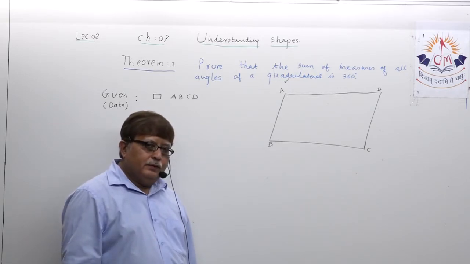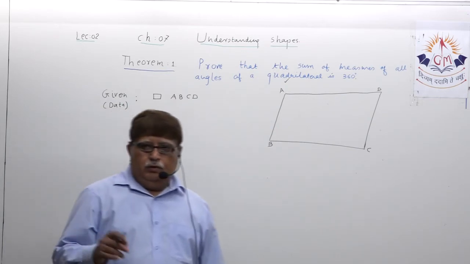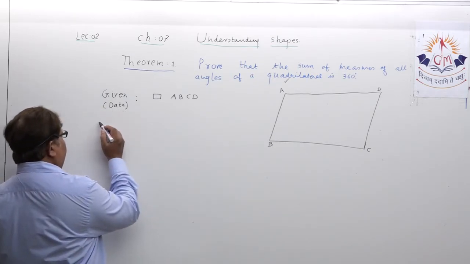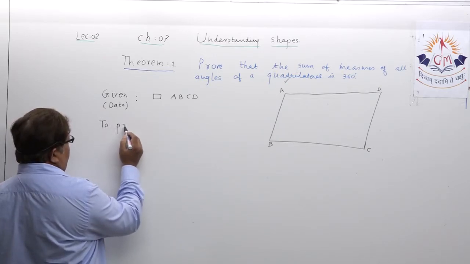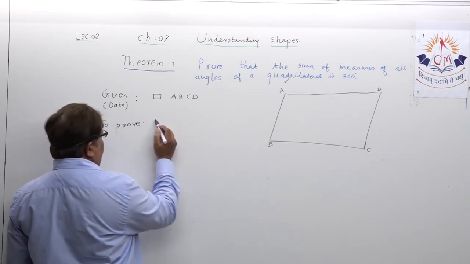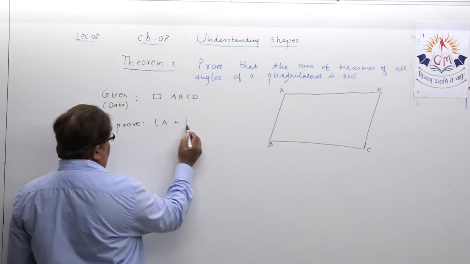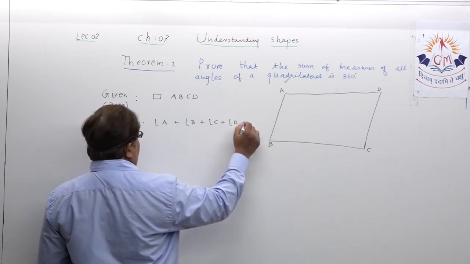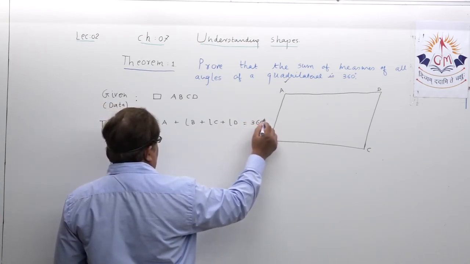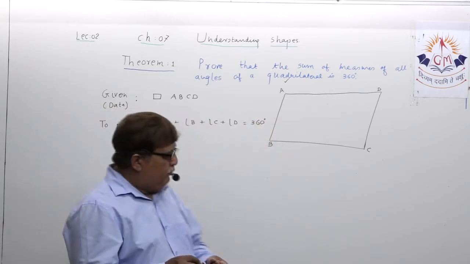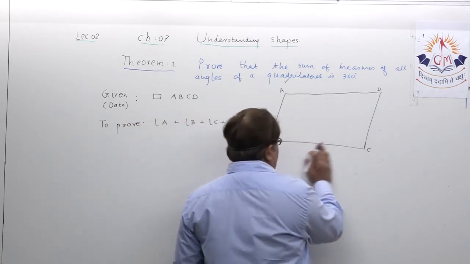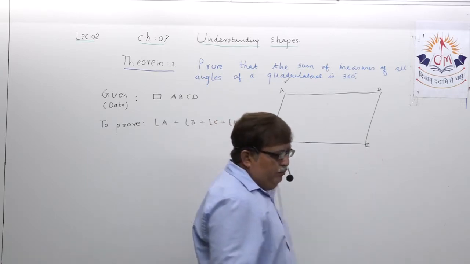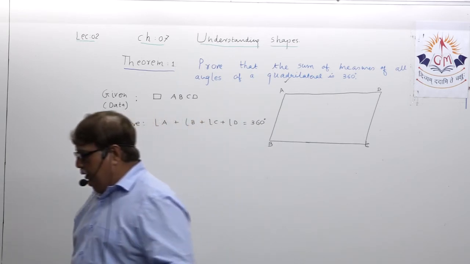Now, what do you have to prove? That the sum of measures of all angles of quadrilateral ABCD is 360. Let us write what you want to prove. That is called actually to prove. You want to prove that angle A plus angle B plus angle C plus angle D equals 360 degrees. This is what you have to prove. So, dear student, whenever you want to prove any theorem, first you have to write these two things, that is data and to prove.